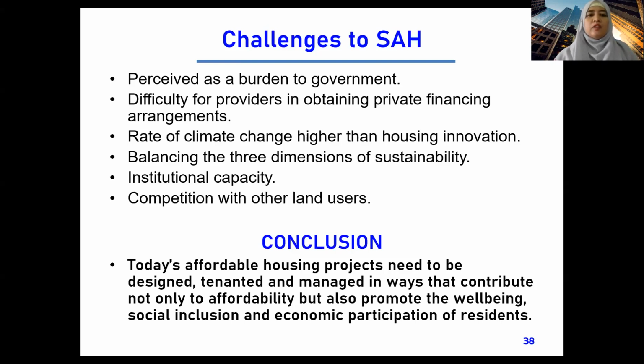Anyway, what else? Balancing the three dimensions, like I said just now, the triple bottom line. If you can imagine a stool, a three-legged stool. Environment, economy, social. The three legs must be equal for the stool to be stable. If one leg is shorter than the other, the stool will be unstable. You will fall when you sit on it. But in most cases, it's very hard to balance the three dimensions of sustainability.